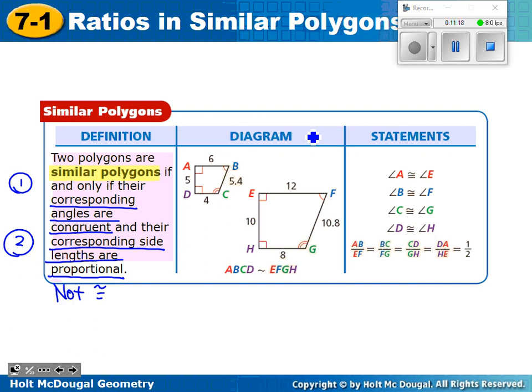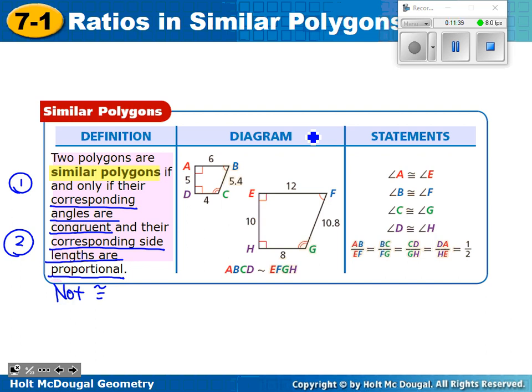So good question, and we're going to talk about that when we look at some problems. It's all going to depend on how you've named the similarity statement. So I'm going to come back to that, okay? So you're with me? The two things, if you want to prove they're similar: corresponding angles have to be congruent, sides have to be proportional. We've got the definition. Okay, moving on.